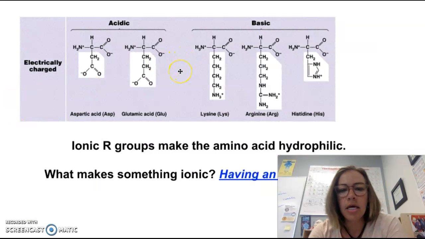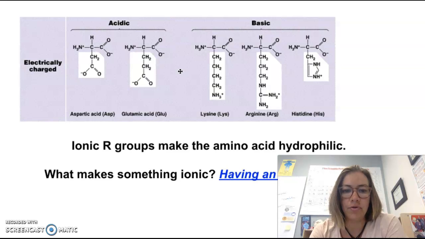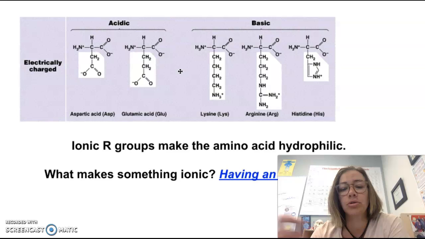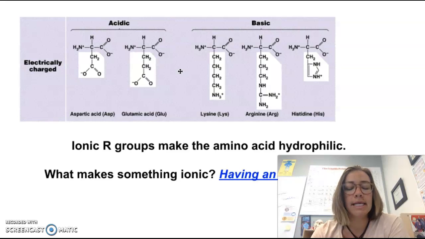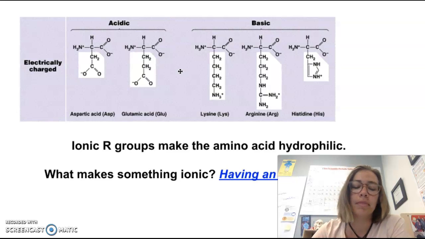So next, we're going to look at these last 5. These are electrically charged amino acids. These are ionic because of their charge. These ionic R groups make the amino acid hydrophilic. Remember that charged particles can interact with other charged particles. Water is slightly charged, so it can interact with electrically charged molecules.